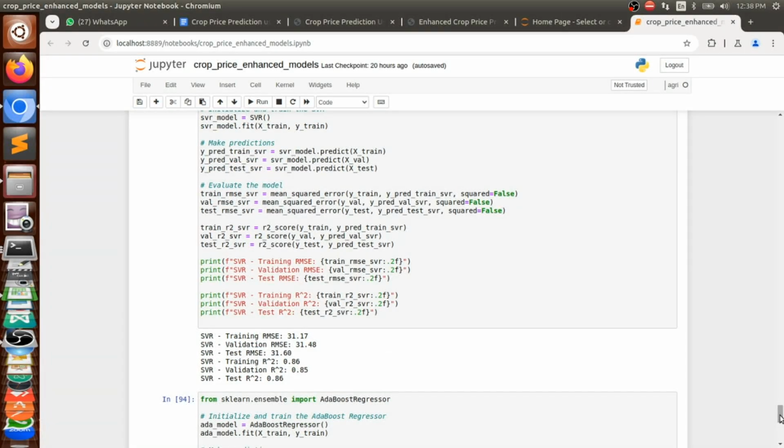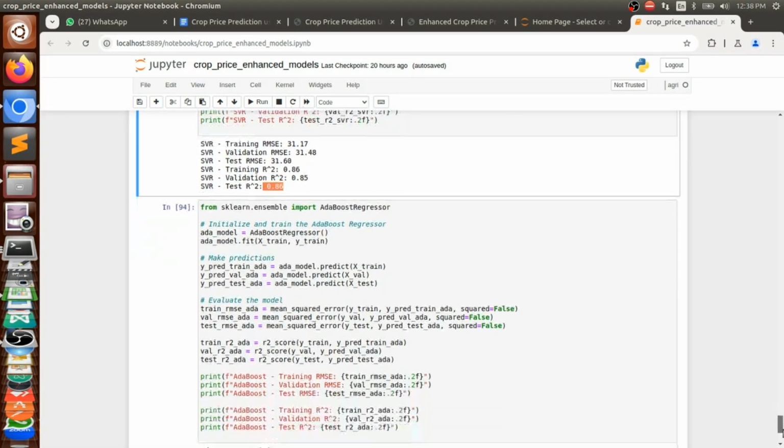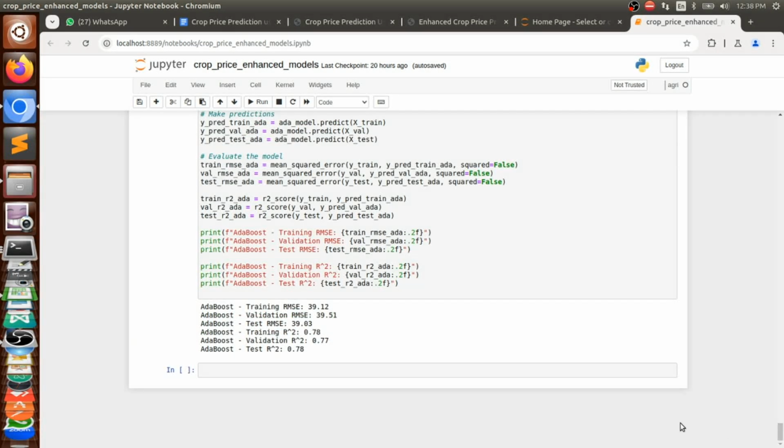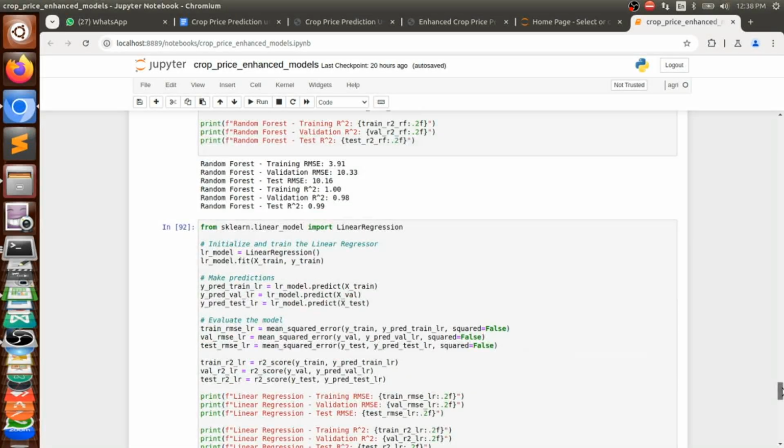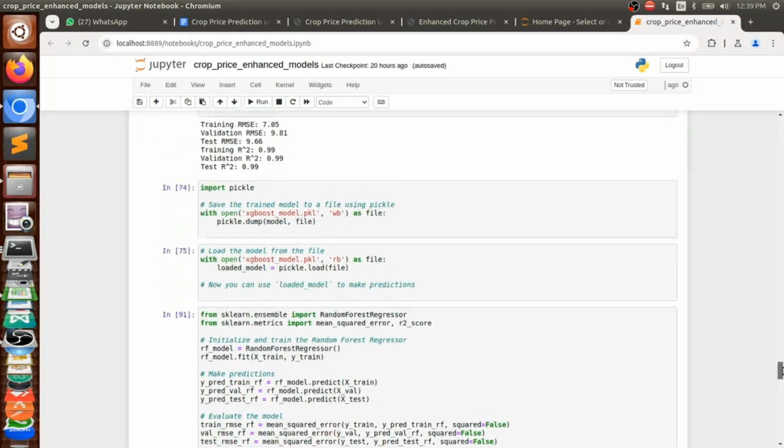And then comes the SVR. SVR also is not the best model for our solution, because random forest is fitting a lot better, and this SVR is giving only 86%, but our random forest was giving more than 99%. And then comes the AdaBoost regression, which is also not giving good accuracies. Here we used multiple models: AdaBoost, random forest, SVR, linear regression, and XGBoost.